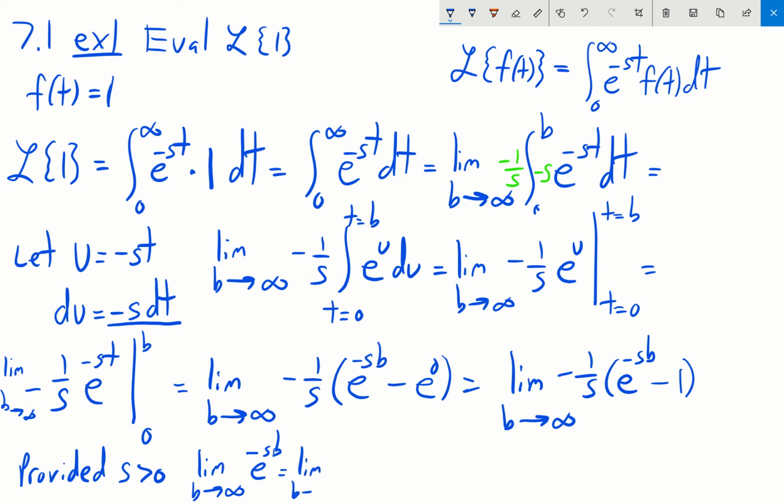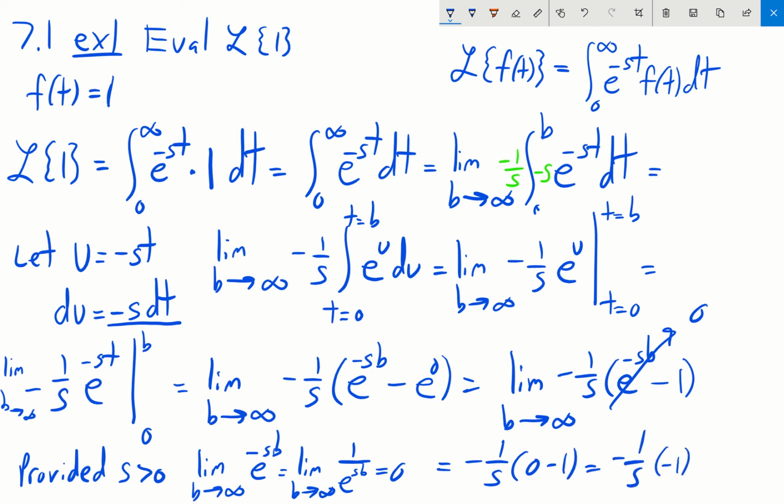This is the same thing as the limit as b approaches positive infinity, if you get rid of the negative sign, of 1 over e to the sb. And as b approaches infinity, that denominator is going to get bigger and bigger and bigger, and therefore this whole term is going to approach 0. So what we have is that in the limit, this ends up being negative 1 over s. This goes to 0. So we get 0 minus 1, which is negative 1 over s times negative 1, which simply gives us 1 over s.